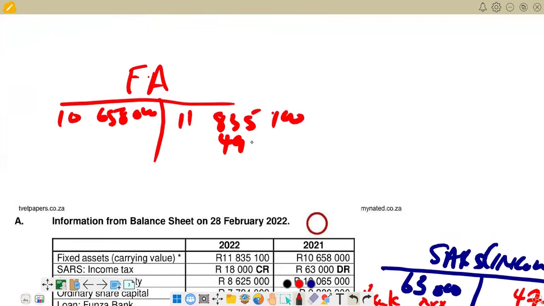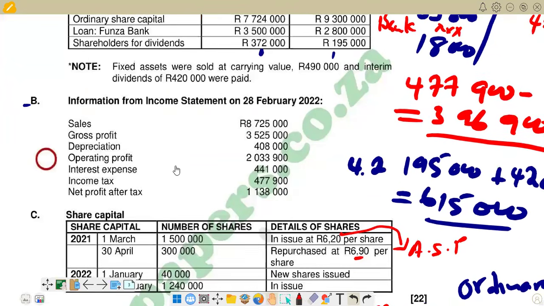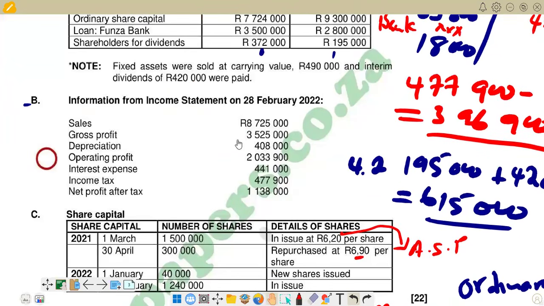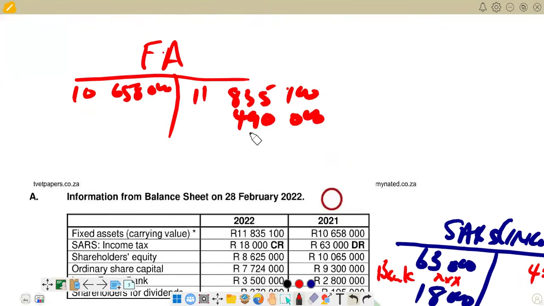490,000. Then we look for the total depreciation, which should also be on the credit side. Total depreciation for the year. Come here, you see that we've got depreciation that we are given here, 408,000. This is the depreciation for the year. So we put it on the credit side here, 408,000. Depending on the figure that is missing, you can just use this T account and find the missing figure. If the missing figure is total depreciation, you can find it there as a balancing figure.